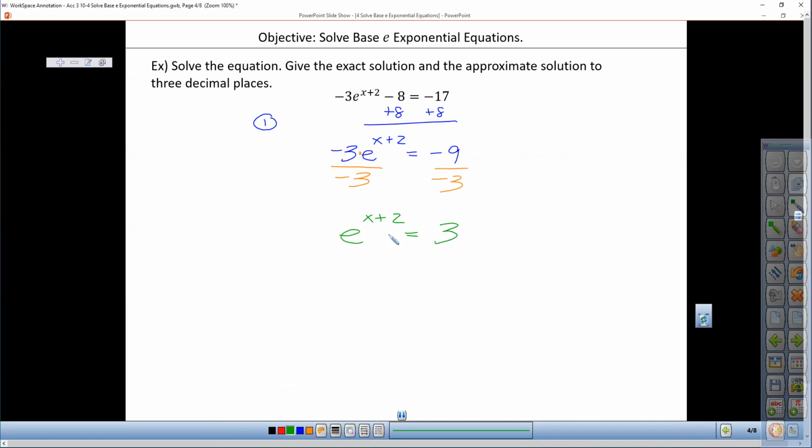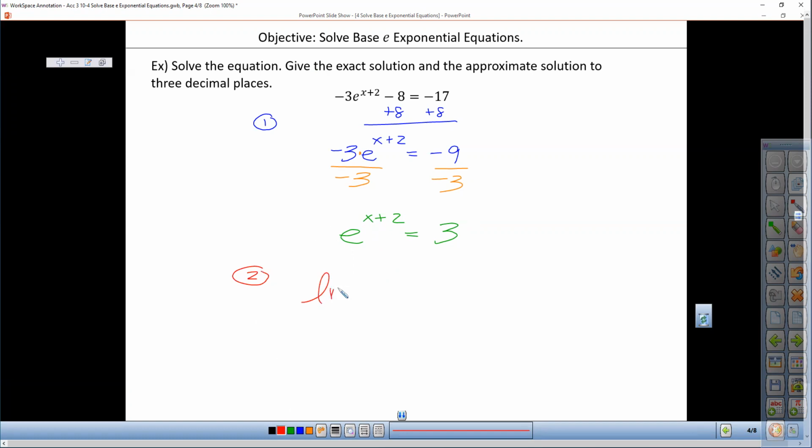So now I have e to the power of x plus 2 equals positive 3. Now I have my power equals a power structure, where one of my powers has a base of e with an exponent of x plus 2, and the other has a base of 3 with an exponent of 1. So now I can move to the second step, which is to take the natural logarithm of both sides. Here I want to use only the natural logarithm because my power with my exponent that includes the variable has a base of e.